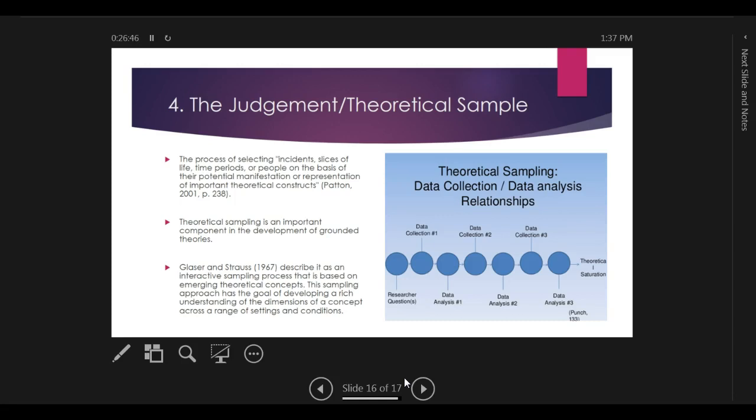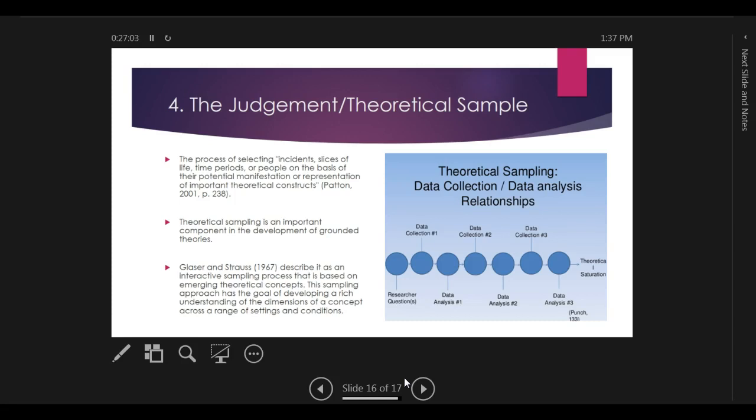Now, also, theoretical or judgmental sampling affects the process, not only in picking the participants, either setting or people, but also it affects the process.